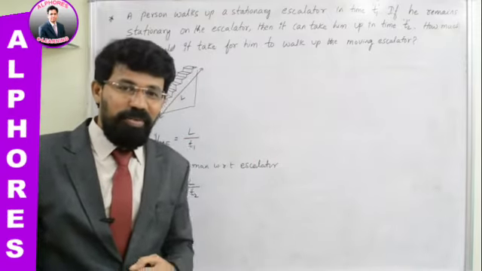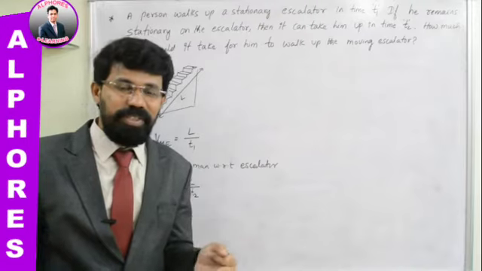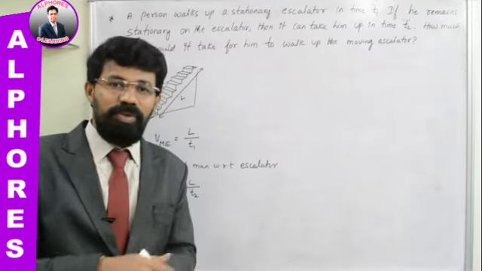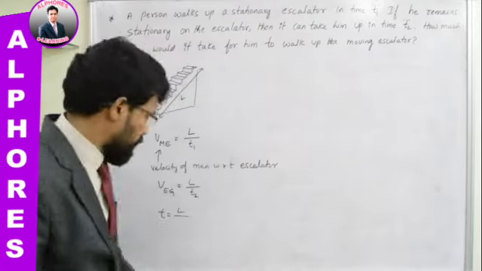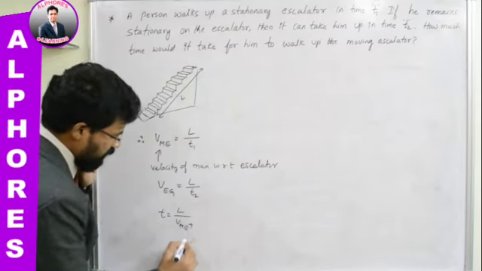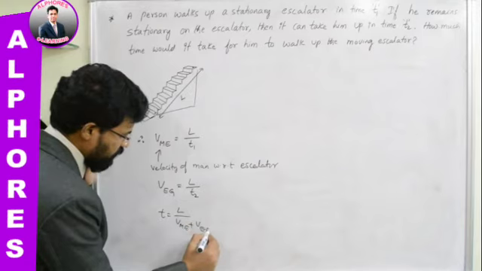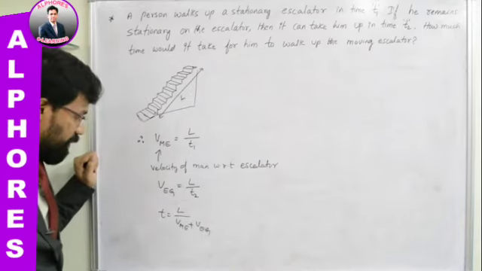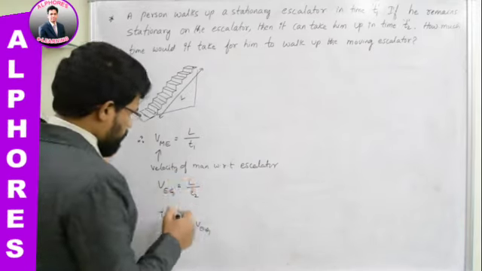So what is the relative velocity you have considered? You have considered the sum of both the velocities as the relative velocity, isn't it? So here, velocity of man with respect to escalator plus velocity of escalator with respect to ground. These two things you have to take. Okay. So now let us add these two things.